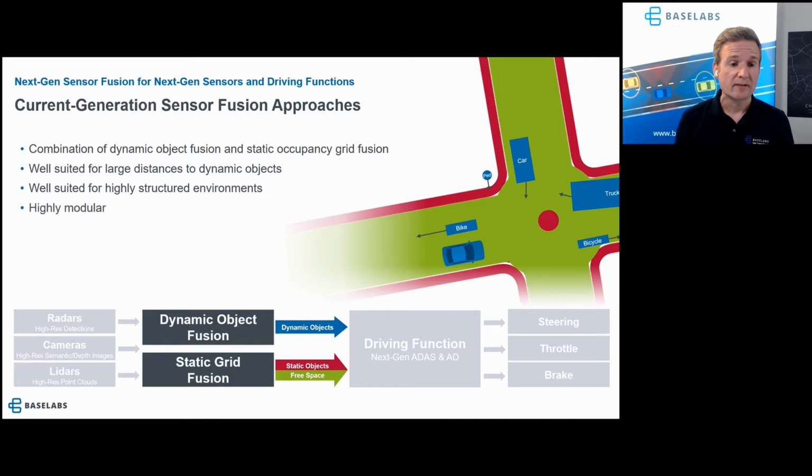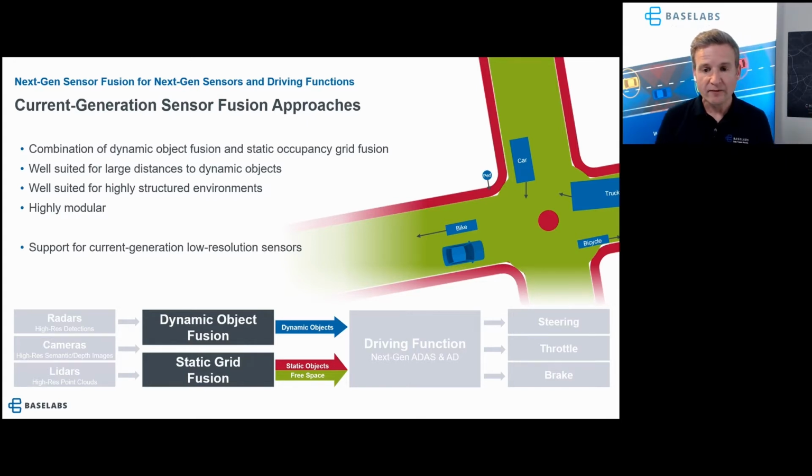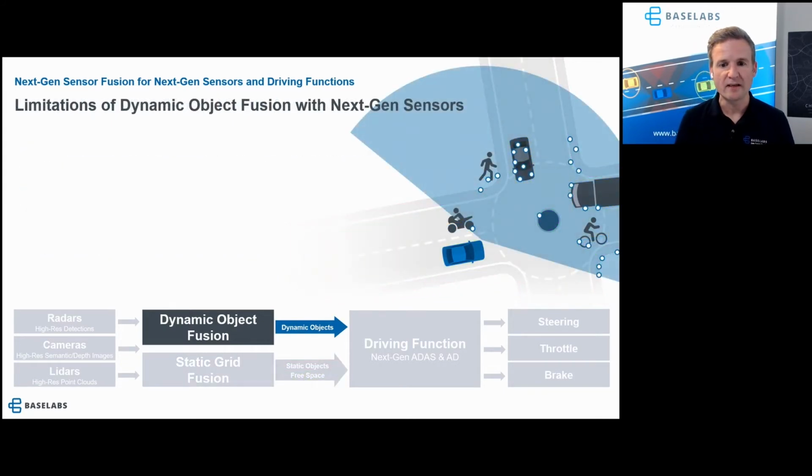And of course, this approach is highly modular. You have two different fusion approaches, the dynamic object fusion and the static grid fusion, and they can be developed independently, which is an advantage by itself. Kind of a built-in property of these algorithms is that they have support for current generation sensors, which provide data at a low resolution. Despite the fact that these algorithms have some advantages, they also have limitations. And I would like to have a closer look at these limitations.